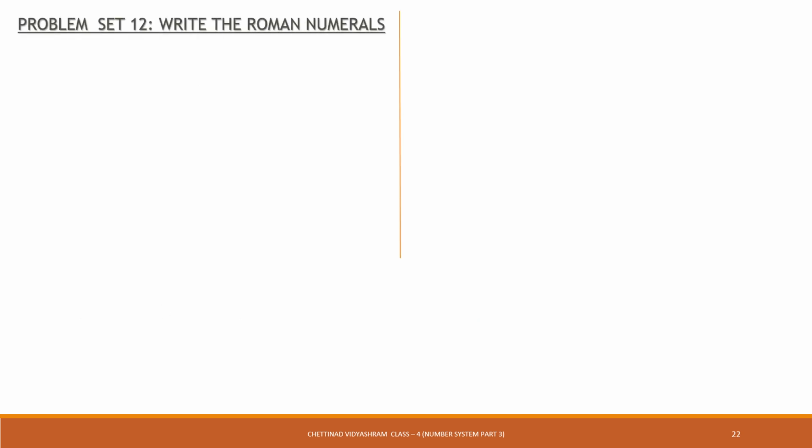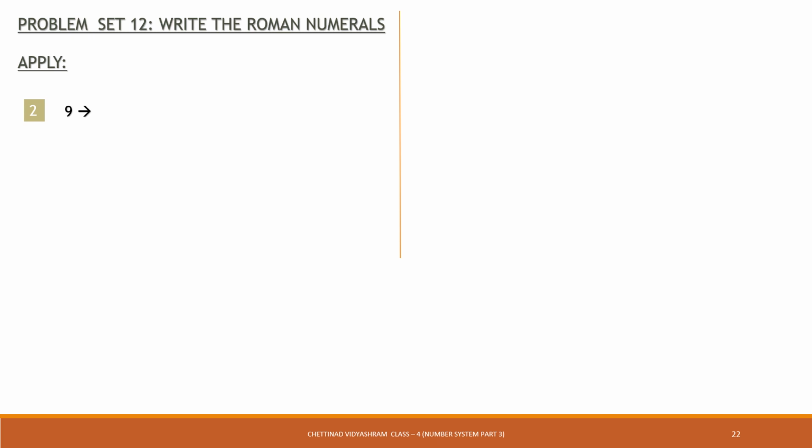Problem set 12. Write the Roman numerals. Apply part, second sum, 9. We have to write the Roman numeral for 9. The Roman numeral for 8 is nothing but V plus 3 I's. So if it is 9, can we add one more I to that? No, children, it is not possible, right? Because we cannot repeat the letters more than 3 times.